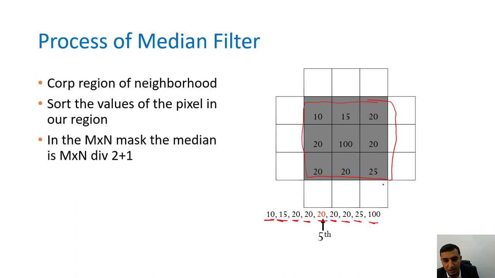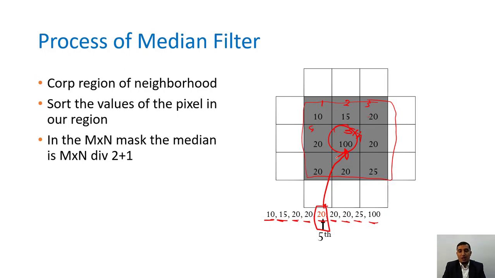Ascending order. Okay, then we want our fifth pixel. So we have, this is 1, 2, 3, 4, this is the fifth pixel. So this value will be put in our answer. This is called the median filter, because we sort the values and we choose the value of the median, the middle pixel of the sorting.